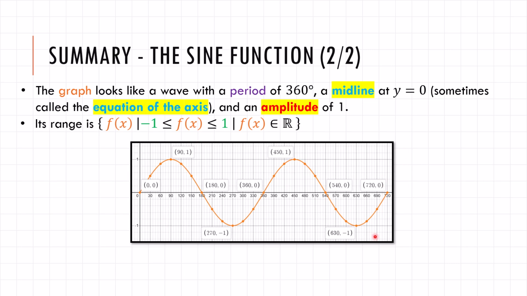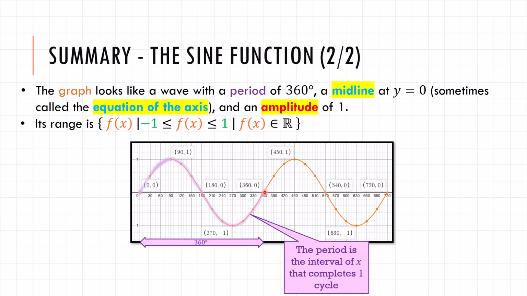Now that we know what that function kind of looks like, let's take a look at each of these properties in a little bit more detail. So first up is the period. That right there would be one complete pattern that starts to repeat itself. And that happens when the change in x is 360 degrees. So the period is the interval of x that completes one cycle.